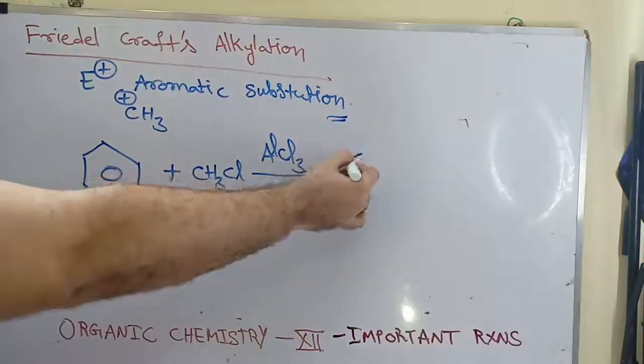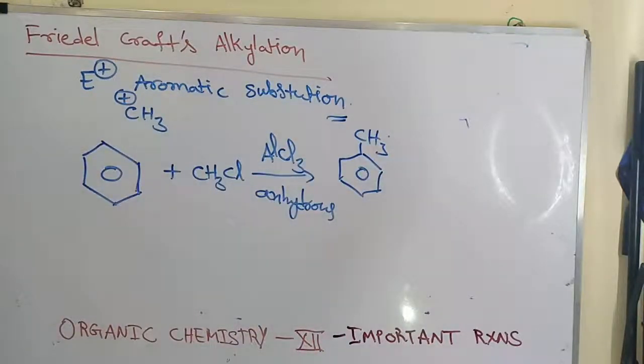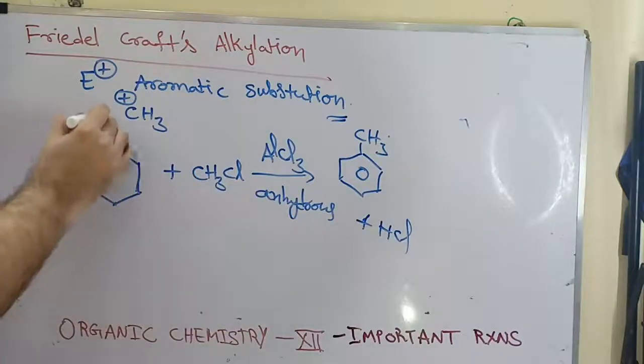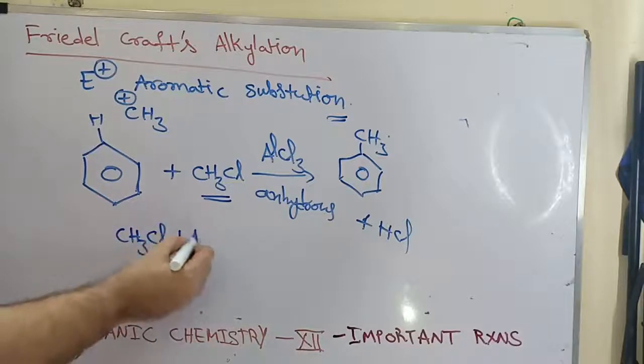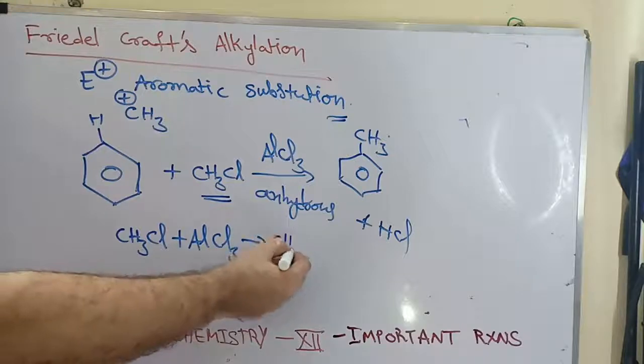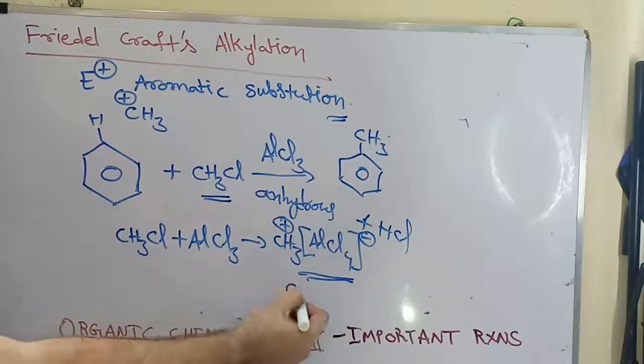So what it does is, it will introduce a CH3 group on the benzene ring, followed by, of course, HCl. We know that the hydrogen here is replaced by the CH3 group. That's what happens in the Friedel-Crafts alkylation reaction. This CH3 is the alkyl group. How exactly the electrophile is formed, I am going to discuss now. So let's concentrate on the first part: CH3Cl will start reacting with AlCl3 to form CH3+ AlCl4-. This kind of a complex is formed.